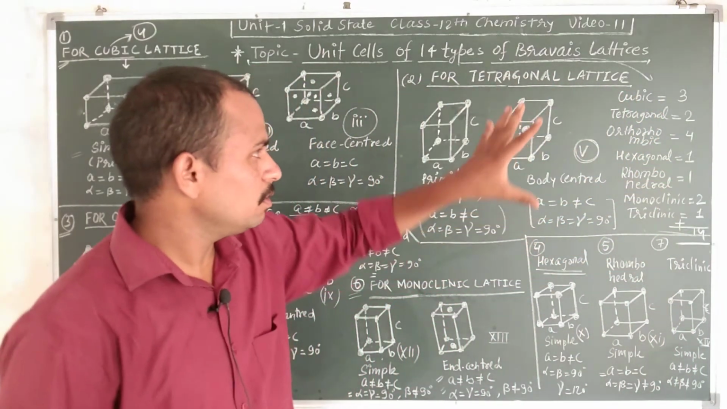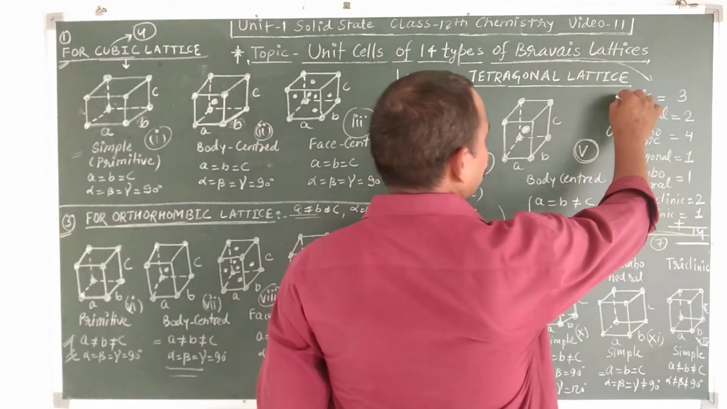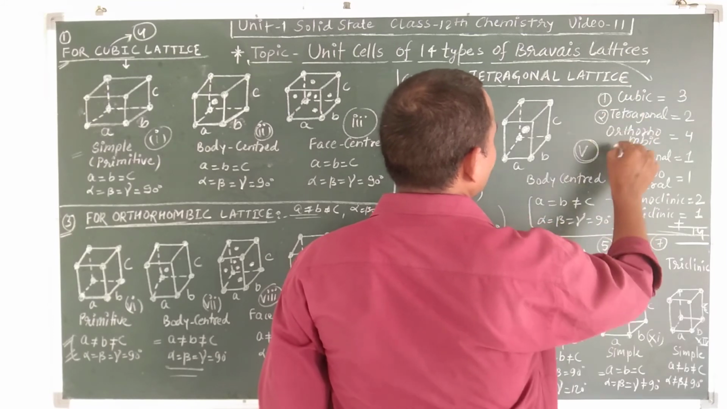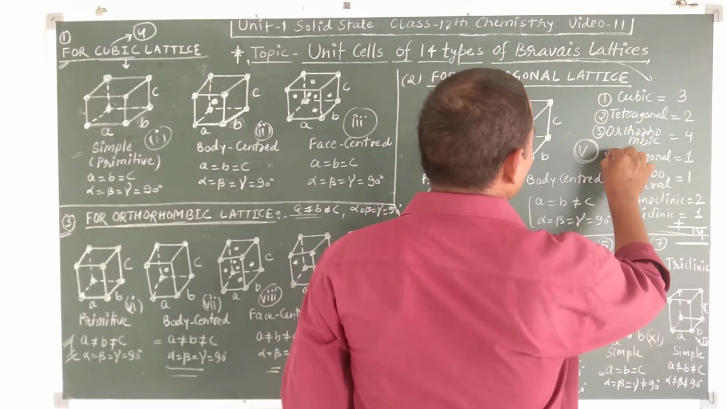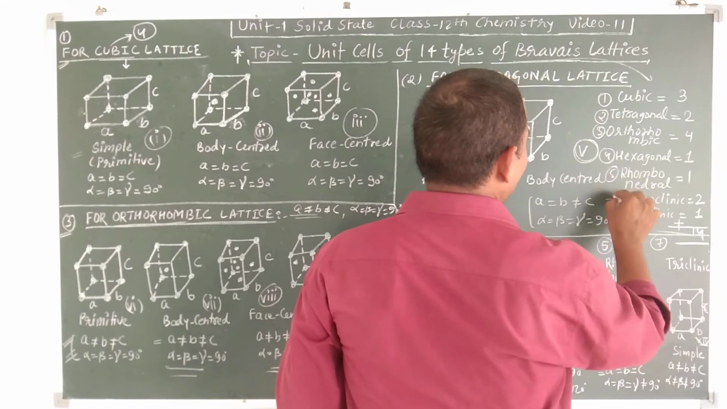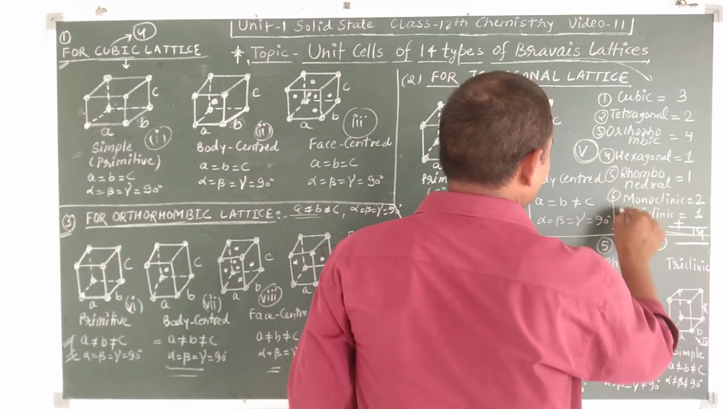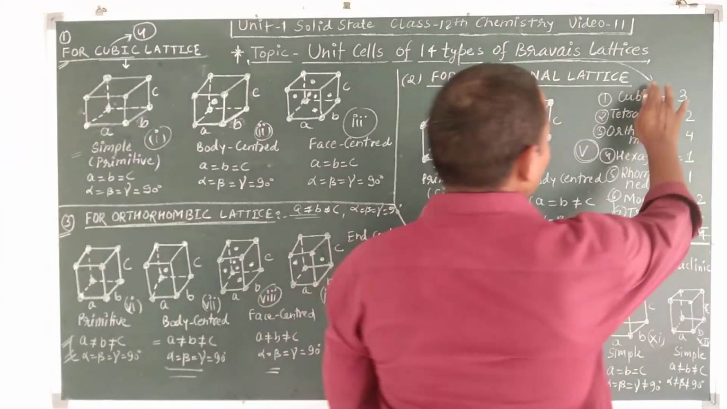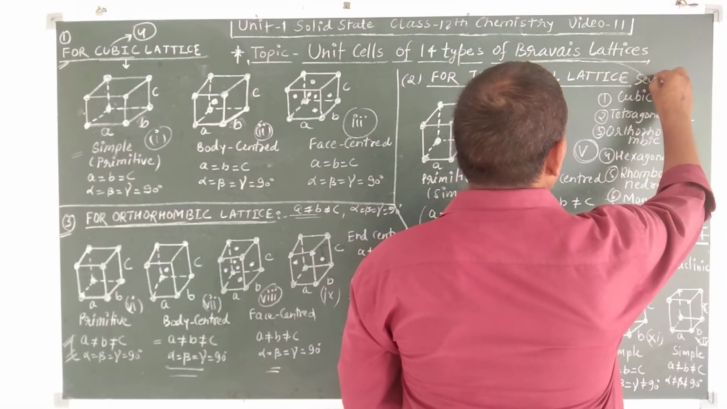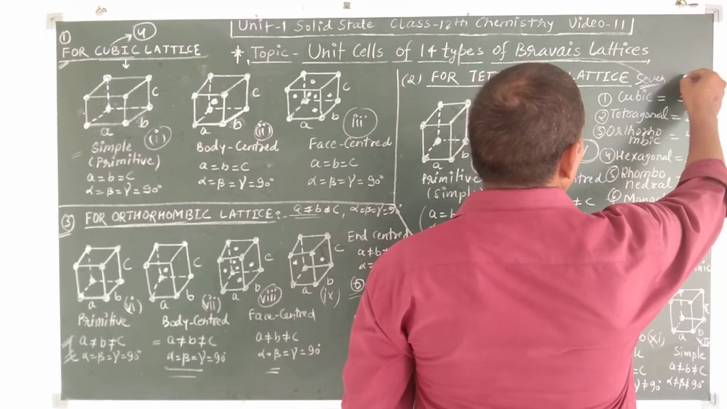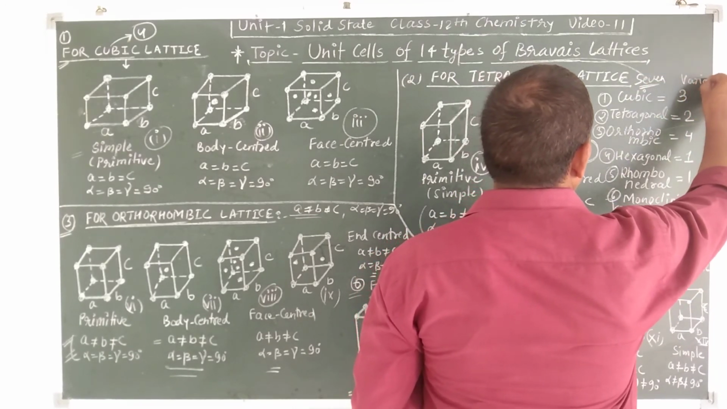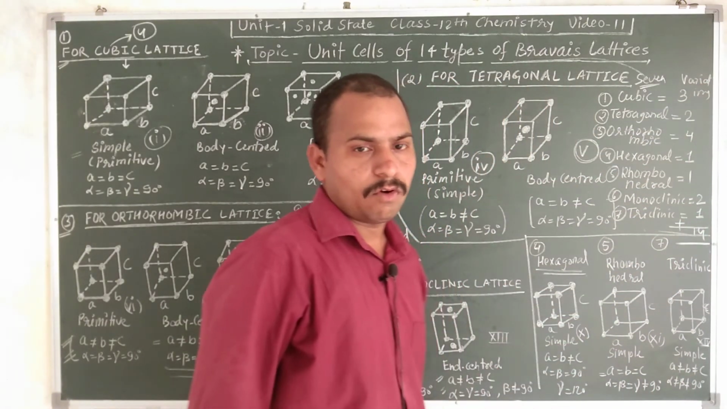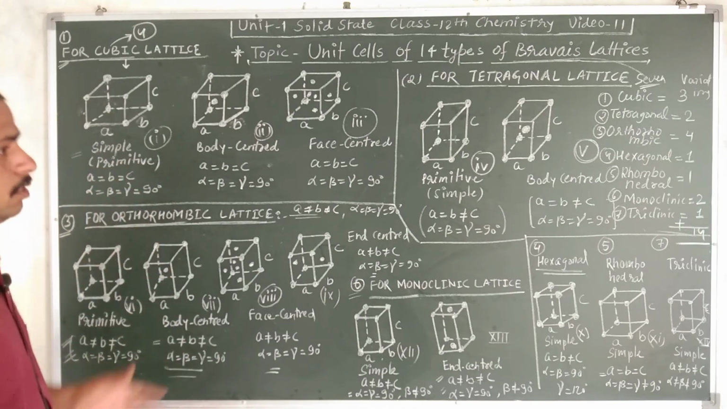Bravais is a scientist's name, and there are 7 crystal systems: 1, 2, 3, 4, 5, 6 and 7. So these are the 7 crystal systems, and these are the variations. So these are the 14 Bravais lattices.